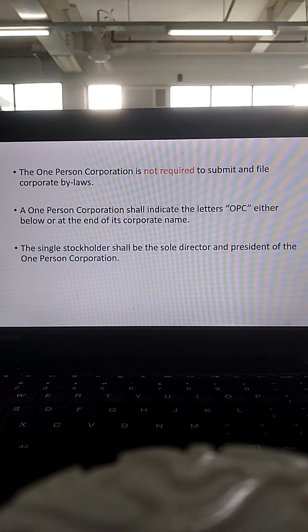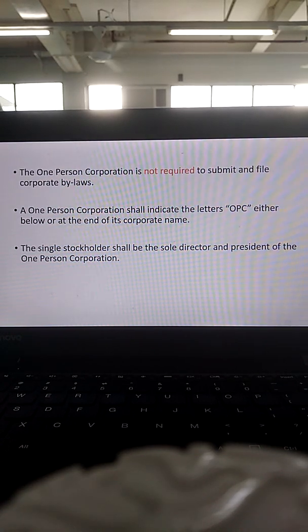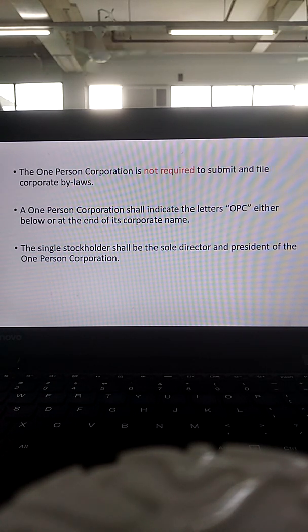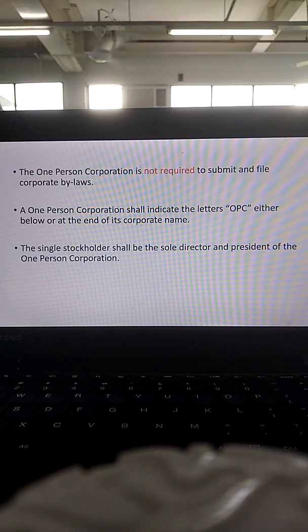Now, the one-person corporation is not required to submit and file corporate bylaws. Wow, this is good news. Hindi siya masyadong complicated. Okay? So, it is not required to submit and file corporate bylaws. Now, in addition, a one-person corporation shall indicate the letters OPC either below or at the end of its corporate name. Okay? Of course, the very purpose of this is to disclose to the public that it is a one-person corporation because the public has the right to know the specification of your corporation.